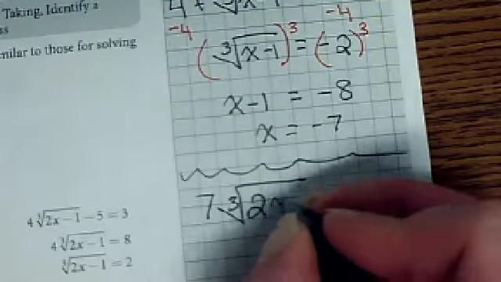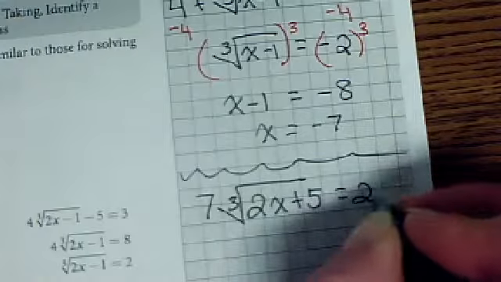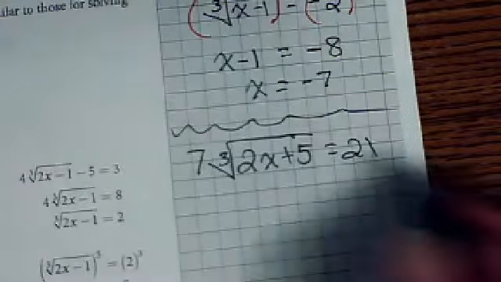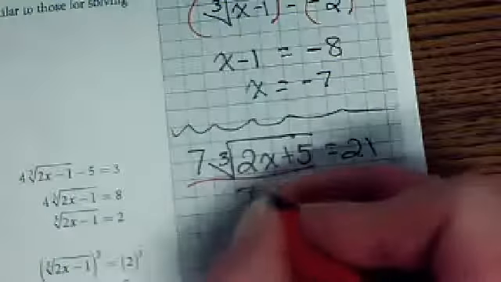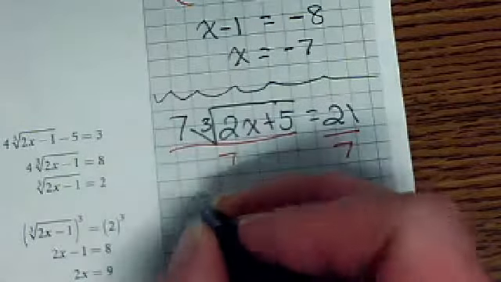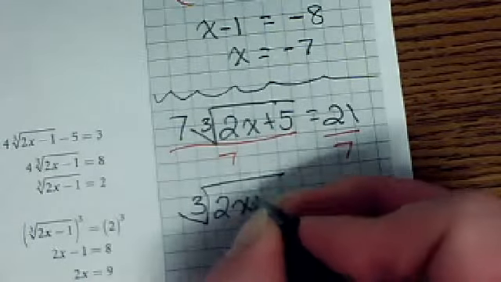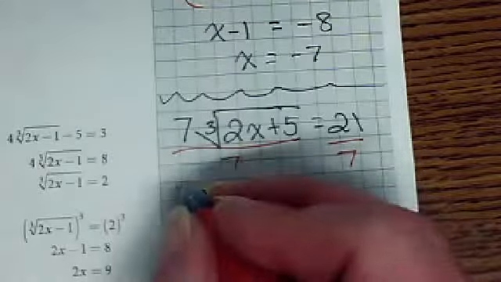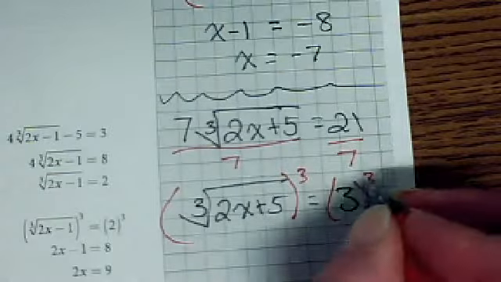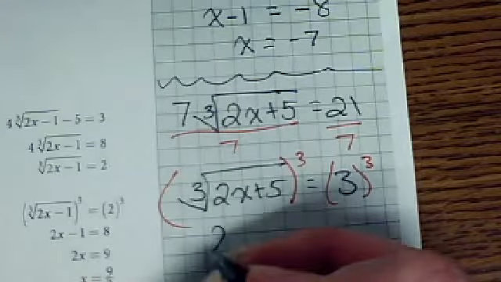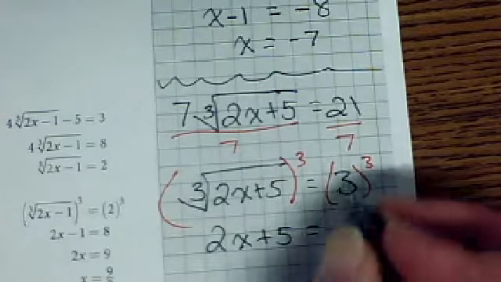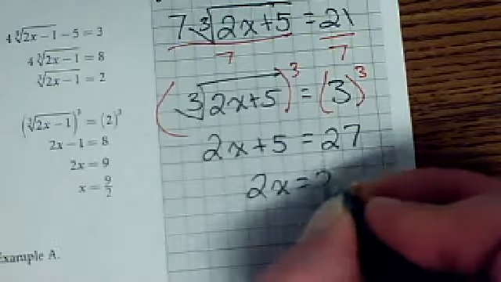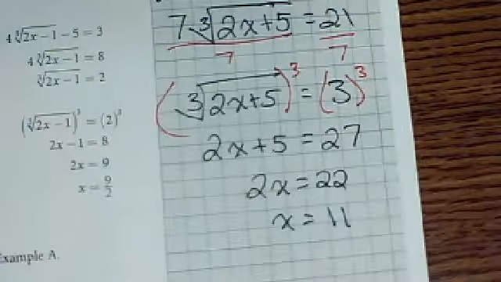Last example. We want to isolate the radical first. So this one's kind of easy. We've got to get rid of that 7 first. We're going to divide both sides by 7. That leaves me with the cube root of 2x plus 5 equals 3. Now we need to do our inverse operation, so we're going to cube both sides. When you cube a cube root, you just get your radicand back. 3 cubed is 27. Subtract 5 and divide by 2.